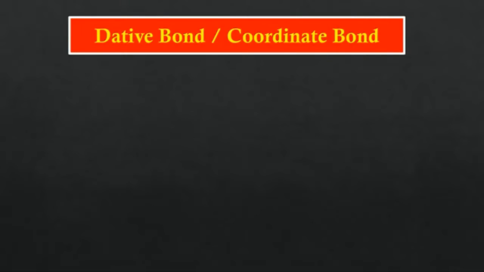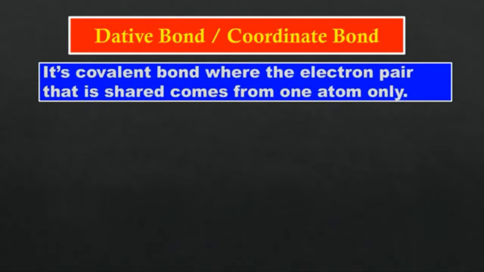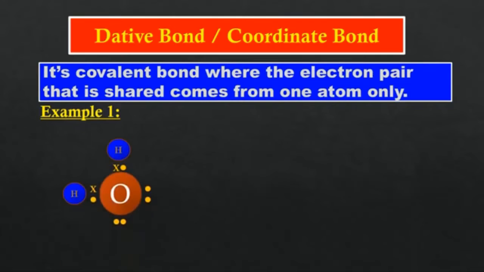Now we look at the dative bond, also known as coordinate bond. A dative bond is a covalent bond where the electron pair that is shared comes from only one atom. Example 1. The oxygen atom achieves octet electron arrangement and the hydrogen atom achieves stable duplet electron arrangement in the water molecule. Hydrogen ions do not have any electrons in the shells.